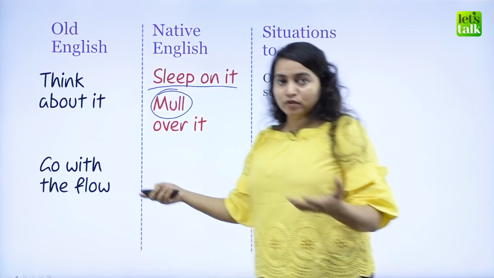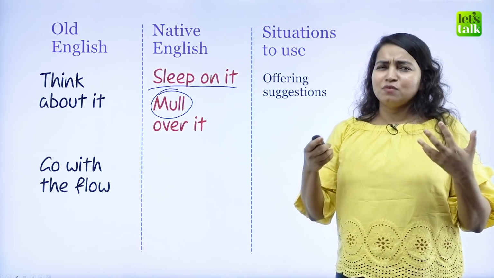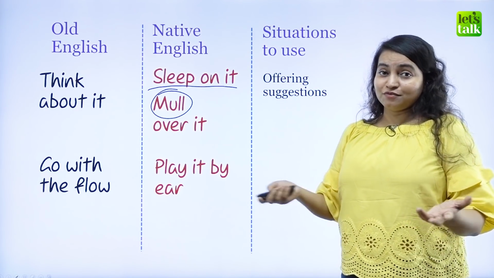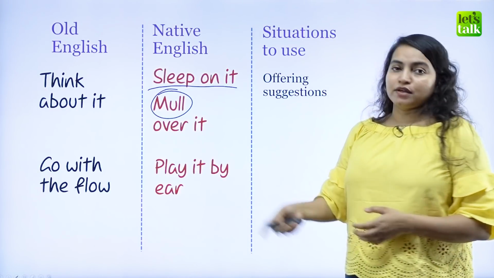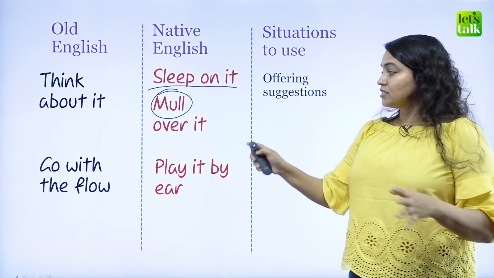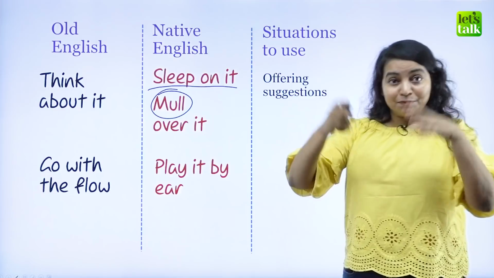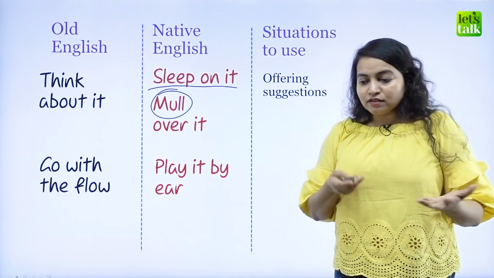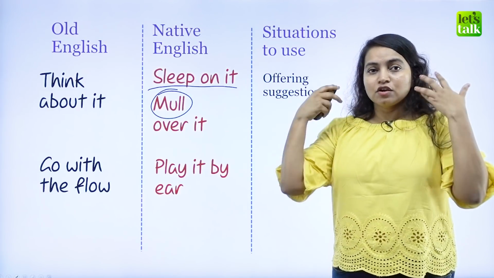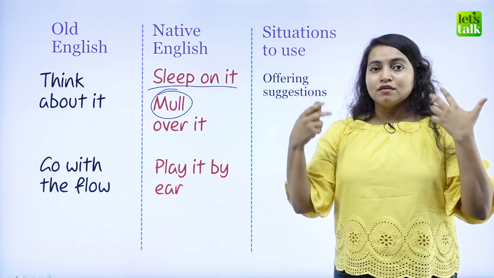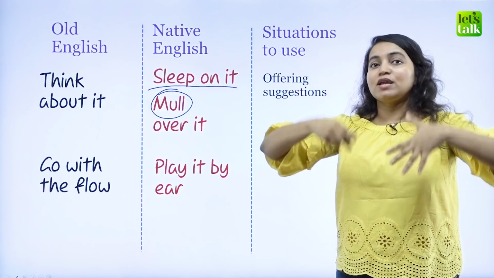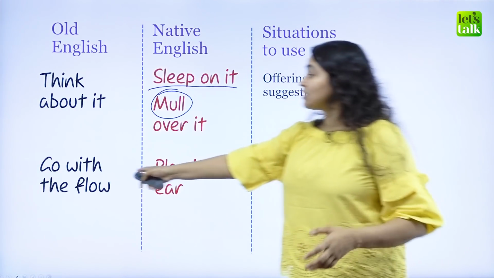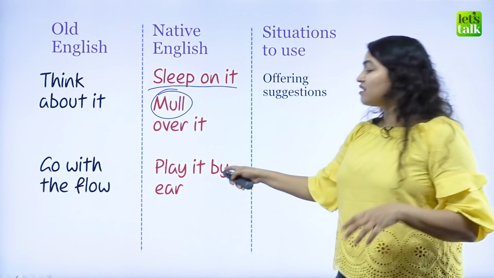Sometimes you have to go with the flow, but what does that really mean? And what could you say in native English? You would say play it by ear. Now let me tell you, there are some things in life that we really plan, right? But there are some things in life where you cannot really plan, because you want things to just go the way they go. You want things to just shape out going forward. And that's when you go with the flow. In other words, you play it by ear.